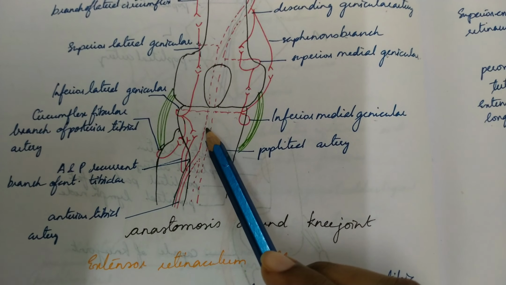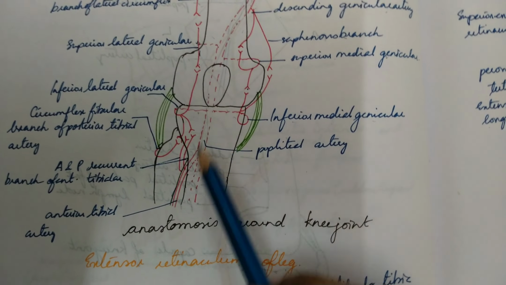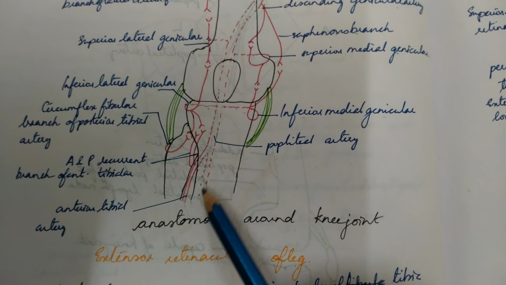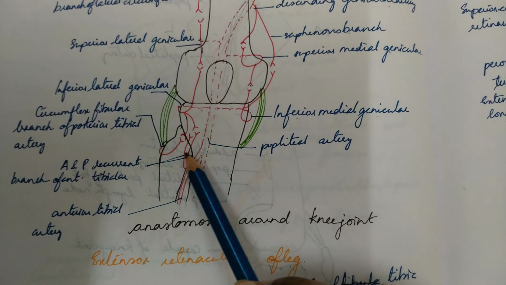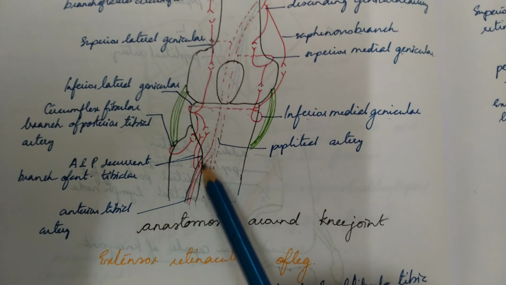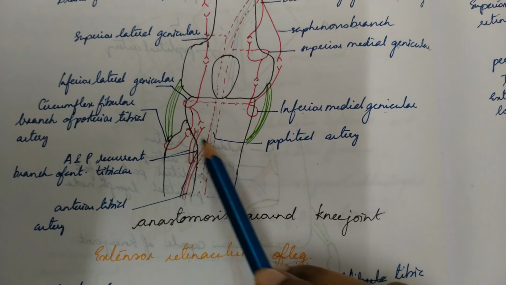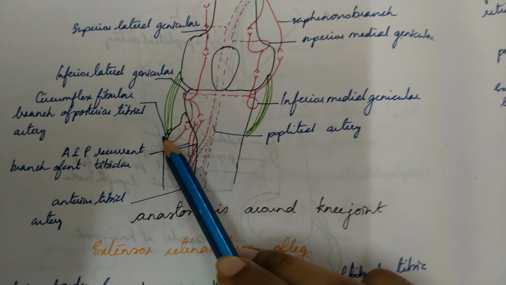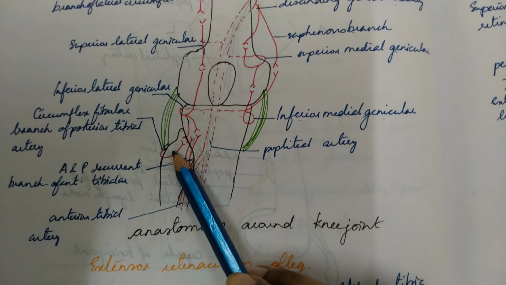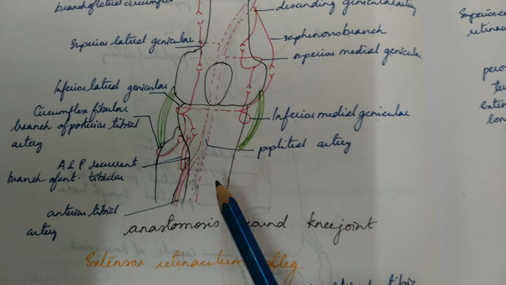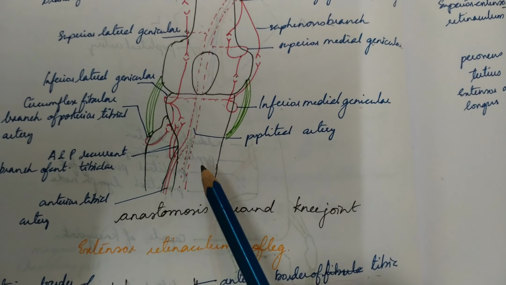Now the popliteal artery continues downward and divides into an anterior tibial artery and a posterior tibial artery. Two branches from the anterior tibial artery are called the anterior and posterior recurrent arteries, and then a branch of the posterior tibial artery is called the circumflex fibular branch. These are the arteries that take part in the genicular anastomosis.